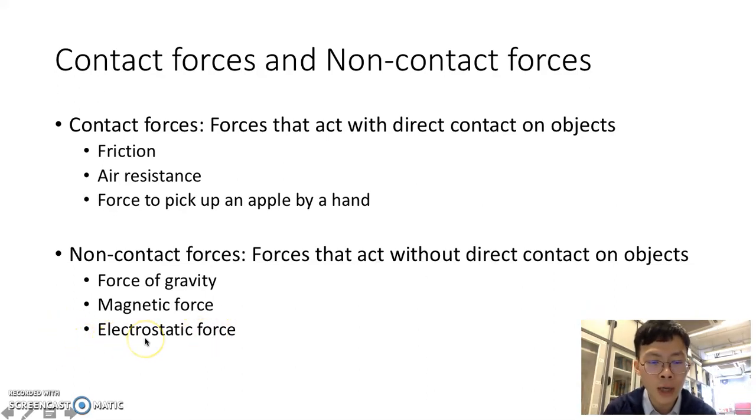And then it's about electrostatic force. For electrostatic force, it's something like if there's a positive and negative charge, they will attract to each other. If it is the same charge, like positive and positive, negative and negative, then they repel each other.